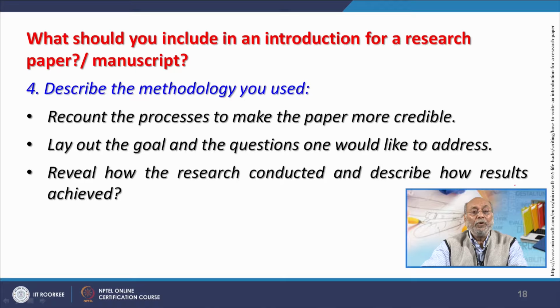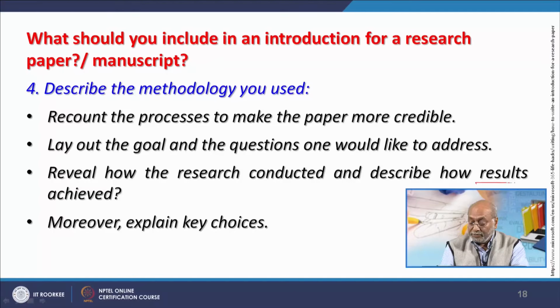Now, reveal very briefly in the introduction how the research was conducted, how the experiment was done, how the field data was collected, and also describe how the results were achieved. Avoid repeating too much, because results will be discussed in detail in the results section, but you can briefly introduce the gist of the results here, or the important findings of your research work, paper or product.